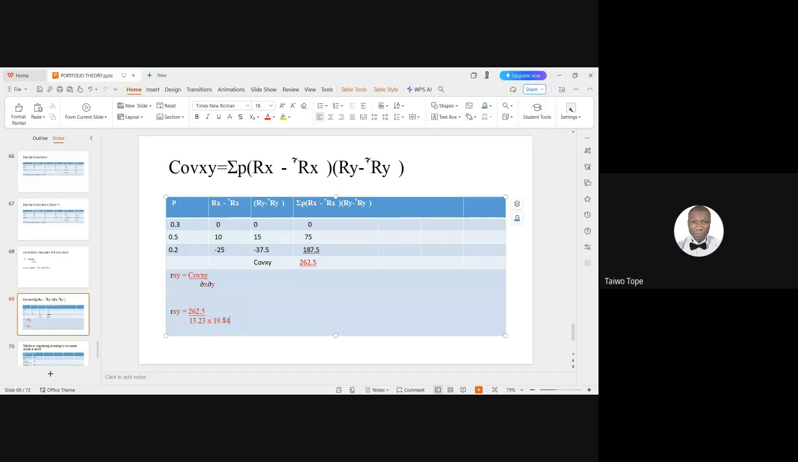So when you do this, what will be the outcome? This will be 262.5 divided by what? When you multiply the two denominators, what do you have? 262.88. 0.4832. Confirm.